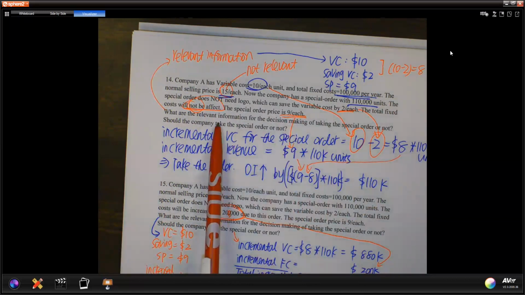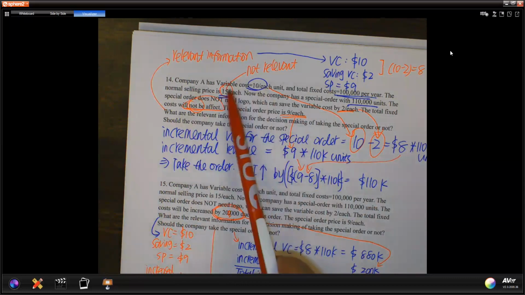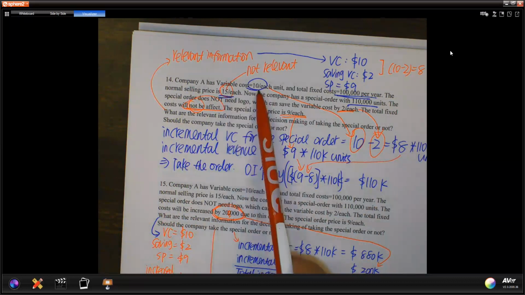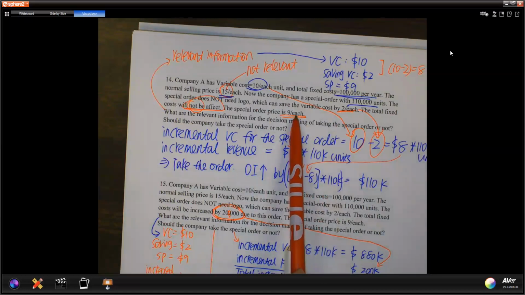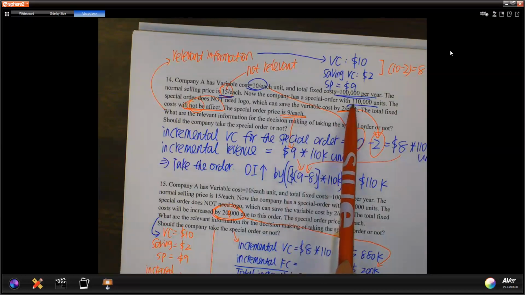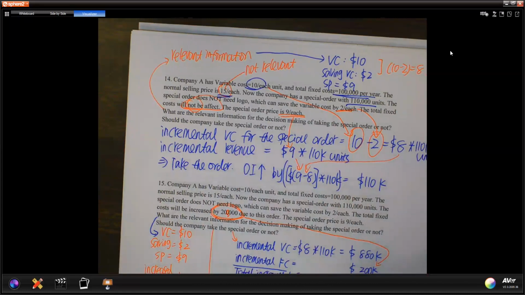So first I'll ask you, what is relevant information? We said your normal selling price is not relevant, but your variable cost and the savings of your variable cost are relevant. The incremental revenue is relevant, but fixed cost is not affected, so it's not relevant. And I ask you, should you take the order, yes or no? We compare our incremental revenue with our incremental cost. Fixed cost is not affected, so there is no incremental fixed cost.